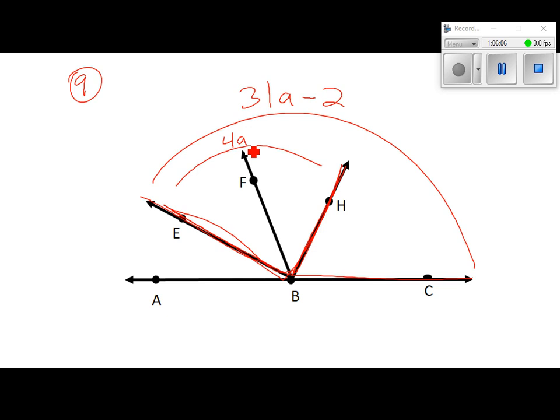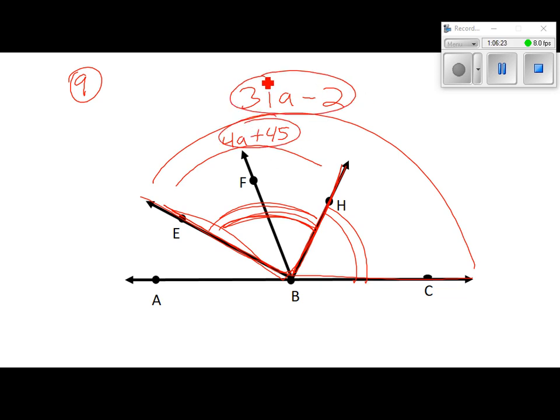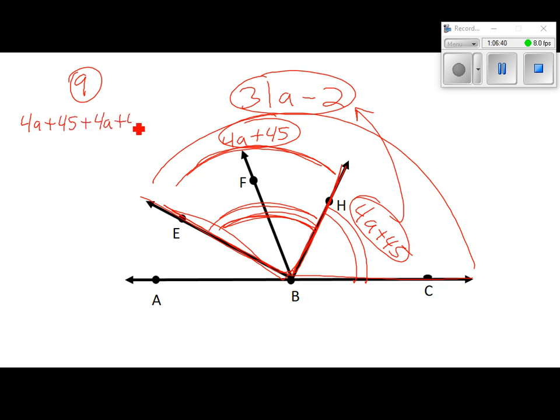4A plus 45. In the directions, they told us that this angle was congruent to this angle. But we can't set this equal to this this time. But if this is 4A plus 45, then that means this has to be 4A plus 45. Then we can say this angle plus this angle equals that whole thing. So 4A plus 45 plus 4A plus 45 has to equal 31A minus 2. And we solve that.